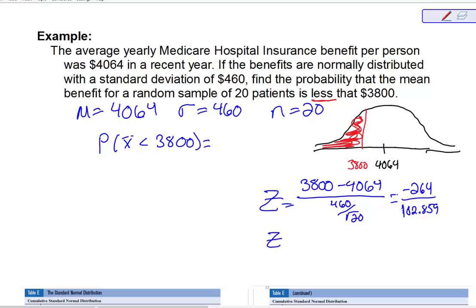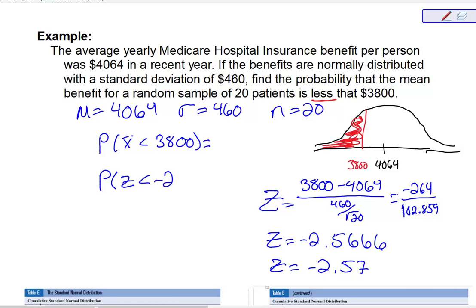And I get that my Z is equal to a negative 2.5666, which, remember, we have to round our Z-scores to 2 decimal places. So Z is equal to negative 2.57. So we're looking for the probability that Z is less than a negative 2.57.